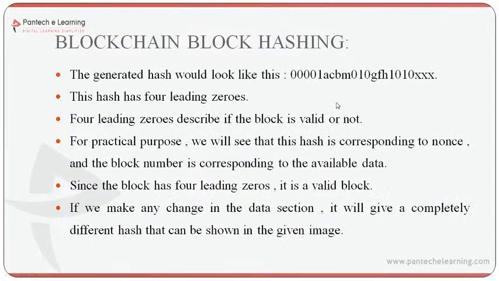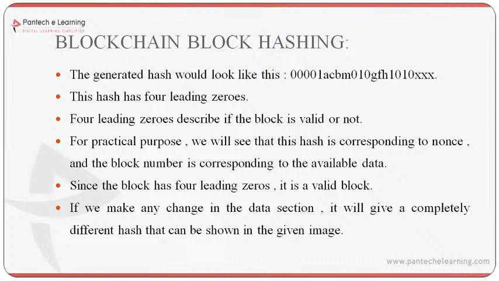How does the hashing happen? Whenever a hash is generated, it will look like this. This is how my hash looks. It has 4 leading zeros. In the beginning it contains 4 zeros, which denotes whether a block is valid or not. This is how a hash looks based on the input data. If it contains 4 zeros, it is a valid block. Otherwise it is not a valid block.